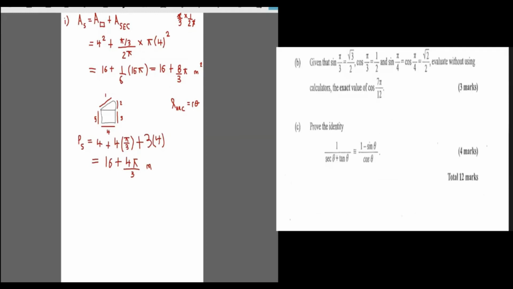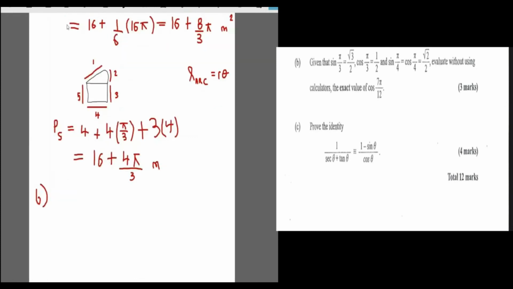Now part 2, or part B. Part B is asking us, it says, given that sine pi by 3 is root 3 over 2, cos pi by 3 is 1 over 2, sine pi by 4 is cos pi by 4, which is root 2 over 2. Calculate the exact value of cos 7 pi over 12.